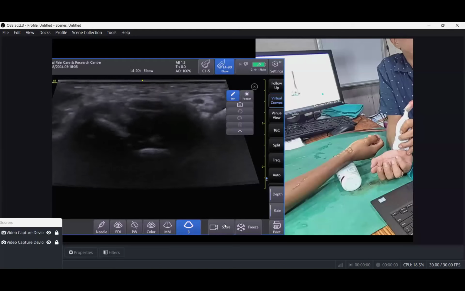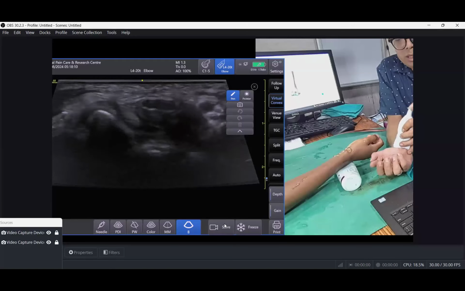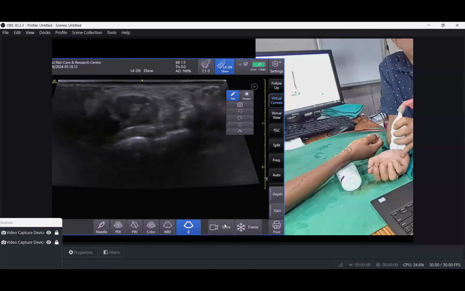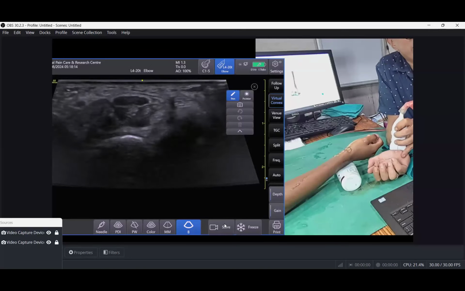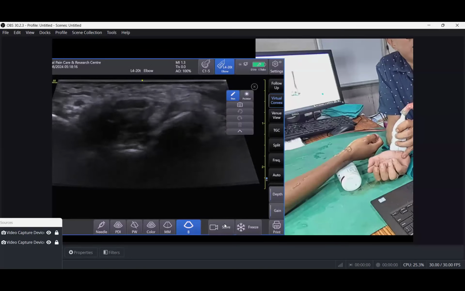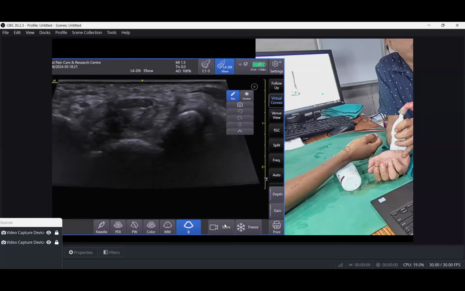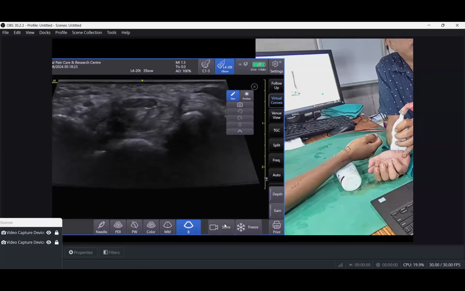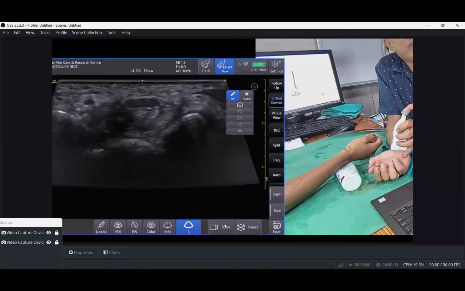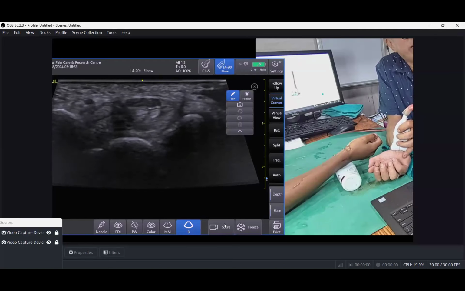The left side of the screen is the ulnar side, and the right side of the screen is the radial side, okay? So you can see the pisiform. How to identify? Can you identify the median nerve now? On the top, the hypoechoic structure just below the yellow mark. Can you see the median nerve? Yes, sir.